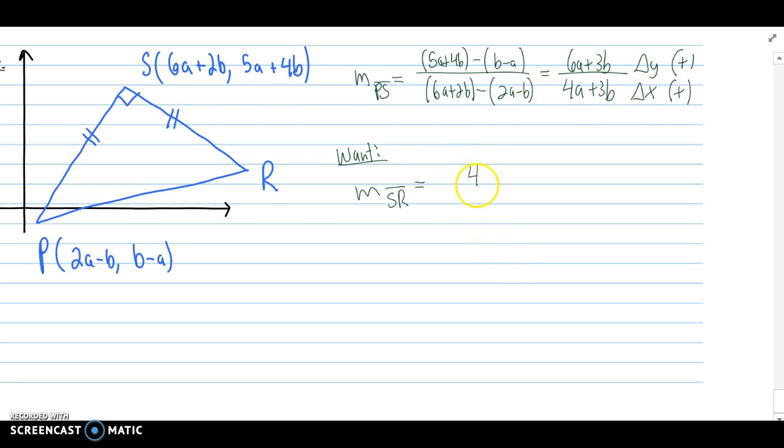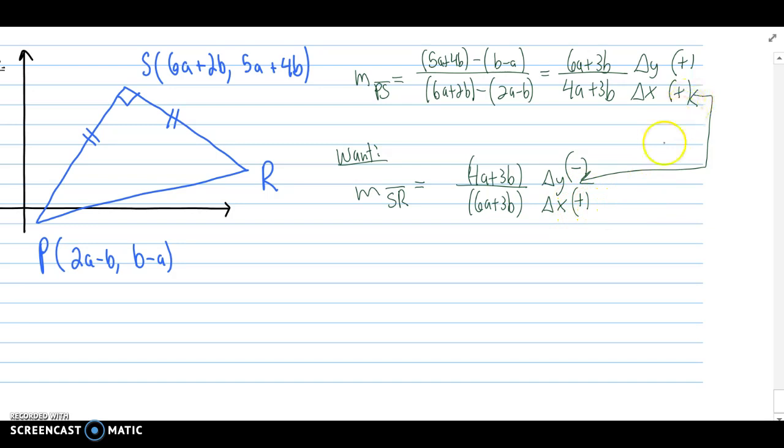So if we take the reciprocal, 4a plus 3b would go to the numerator, 6a plus 3b would go to the denominator. So there is the reciprocal. For the opposite reciprocal, I have to analyze this. The numerator represents the change in y, going from point S to R, and the denominator would represent the change in x. When we compare these values, as I look at S and R, from S to R it's going down and it's going right. It's going down, so the numerator should be something negative, and it's going right, so the denominator should be something positive.